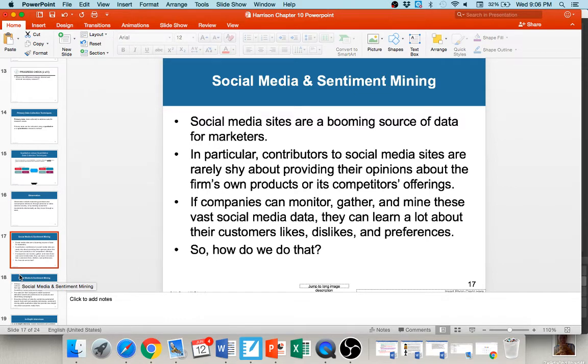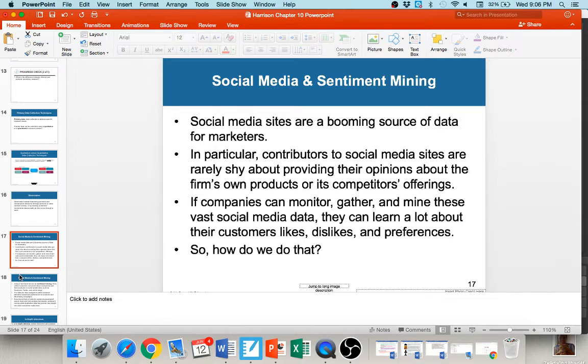Okay, social media is a huge source of data for marketers. And the really cool thing about social media is that typically people who contribute their opinions to these sites are usually not too shy about what they want to say. They're usually very upfront. Either they're singing praises or they are angry and this was the worst service ever. So usually they're pretty honest and good sources of information for marketers to monitor and gather, to learn about things that customers like, things that they dislike, and just their preferences in general.